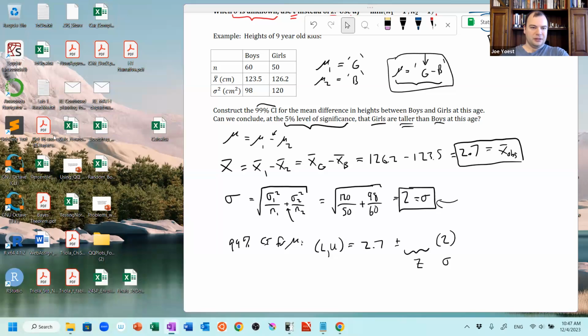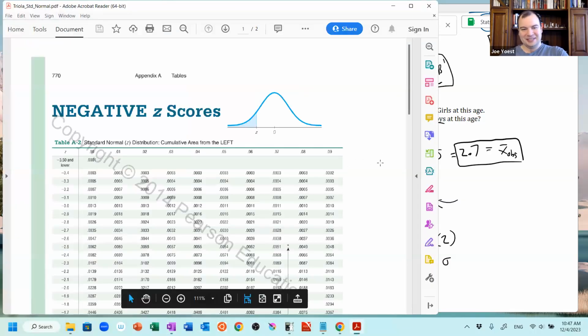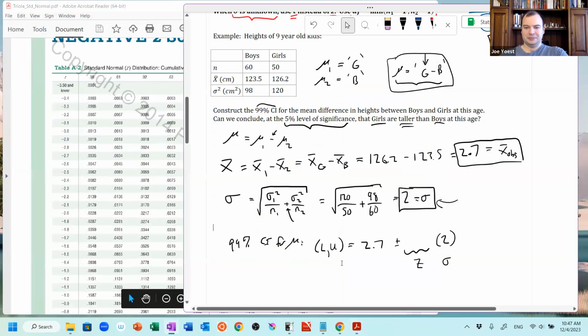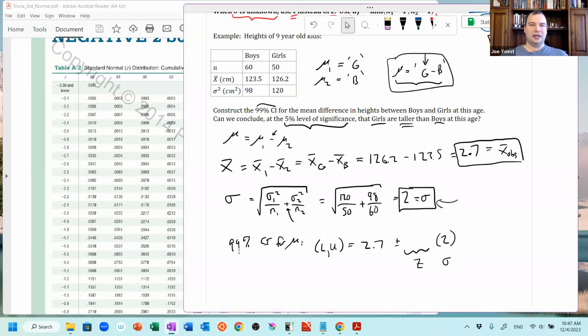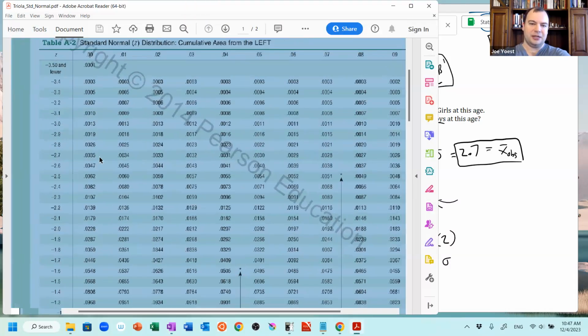I've got a bunch of junk on my desktop because I was doing a bunch of stuff this morning, so ignore the mess on my desktop. I want a 99% confidence interval. That tells me 99% in the middle, 1% between the two tails, 0.5% in each tail. So I want to know the 99.5 percentile of z.